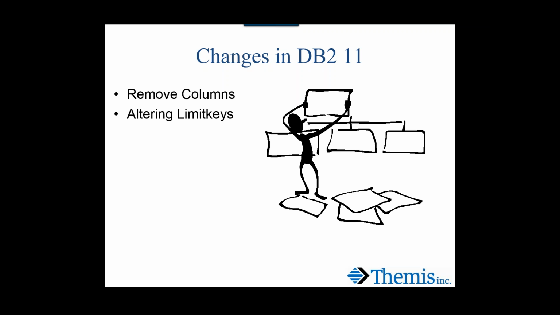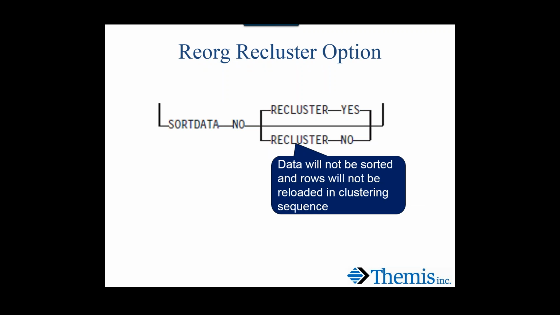Another thing that we get in version 11 that'll help us accomplish that online schema change a little bit easier is a control card on the reorg. Sort data no, recluster no. I call this the reorg that doesn't reorg. Right, so if I say sort data no, recluster no, the reorg is going to unload the data in whatever sequence it is in the table. It's not going to sort it, and it's going to reload it into the table in the same sequence that it pulled it out. So this is the reorg that doesn't reorg.